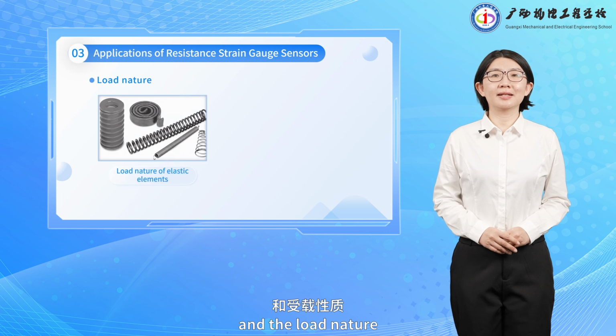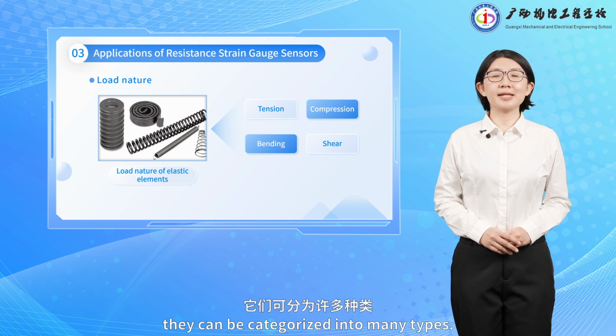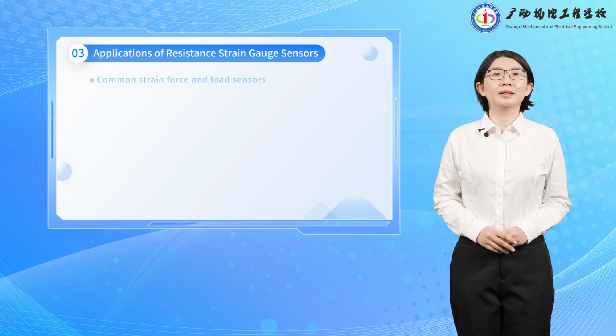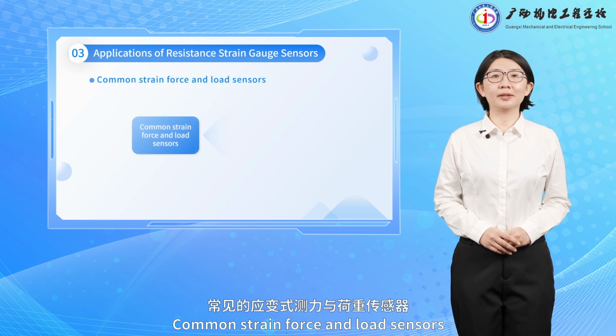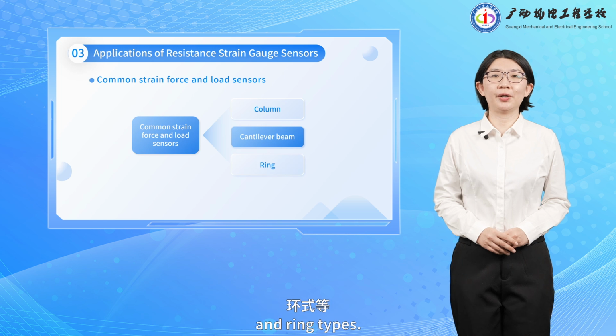and the load nature, tension, compression, bending, shear, etc., they can be categorized into many types. Common strain force and load sensors include column types, cantilever beam types, and ring types.